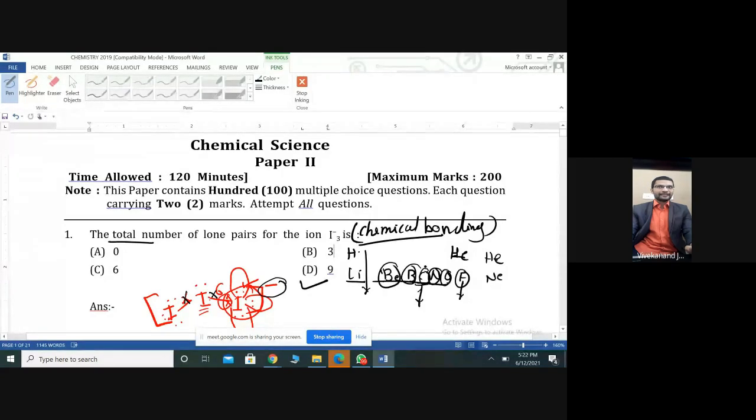In the outermost shell of carbon, how many electrons are present? Four electrons are present. In the same family, we have four electrons. Yes, congratulations.